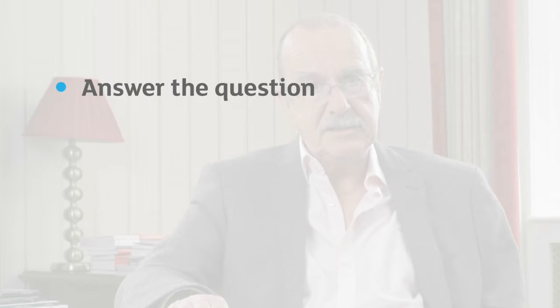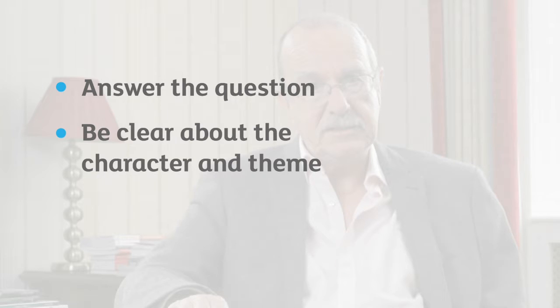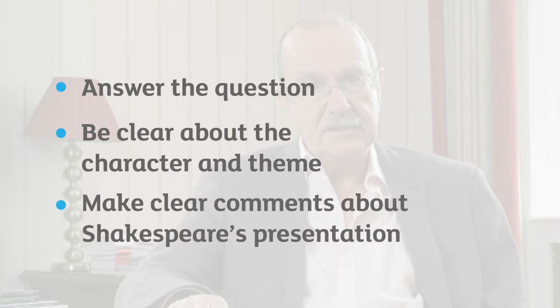I think there are several things that will lead to success. The first one is to answer the question and to make sure that every sentence you write is answering the question. Also, you need to be clear about the character and theme that you have to write about. And you need to make very clear what your comments are on the techniques that Shakespeare uses to present the character or theme. And lastly, and really very importantly, you need to keep your eye on your watch while you're writing so that you don't overrun on time.